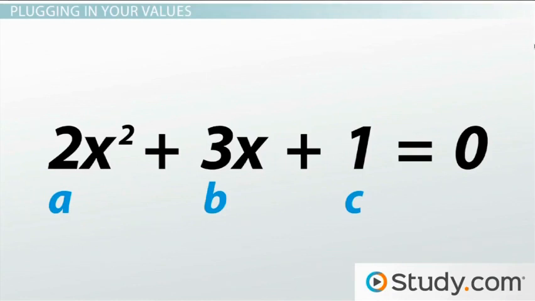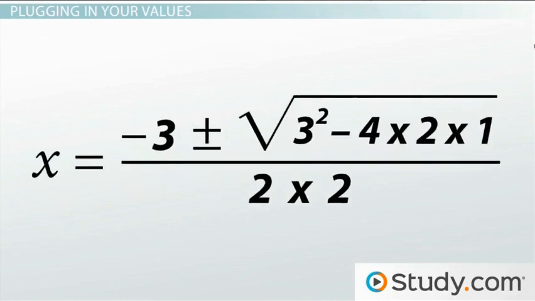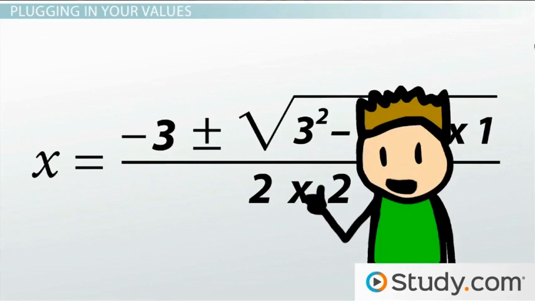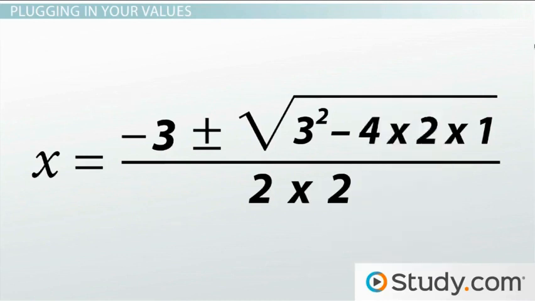Plugging these into our quadratic formula gives us 3 plus or minus the square root of 3 squared minus 4 times 2 times 1, divided by 2 times 2. Once we have plugged in our values, we can now evaluate our formula to find our answer. The formula doesn't look nearly as bad now, does it? With all these numbers in place, it now looks manageable. Let's go ahead and evaluate to see what we get.